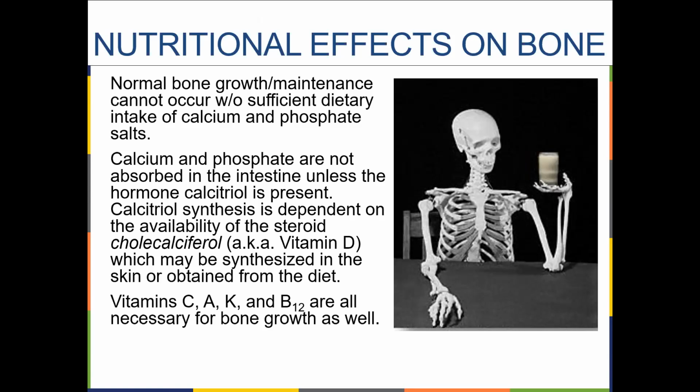Now, we can't make calcitriol in the liver and the kidneys if we don't have vitamin D. Vitamin D comes to us courtesy of sunlight. When ultraviolet radiation strikes our skin, it makes vitamin D. We also get vitamin D in our diet. We also get vitamin D from vitamins.